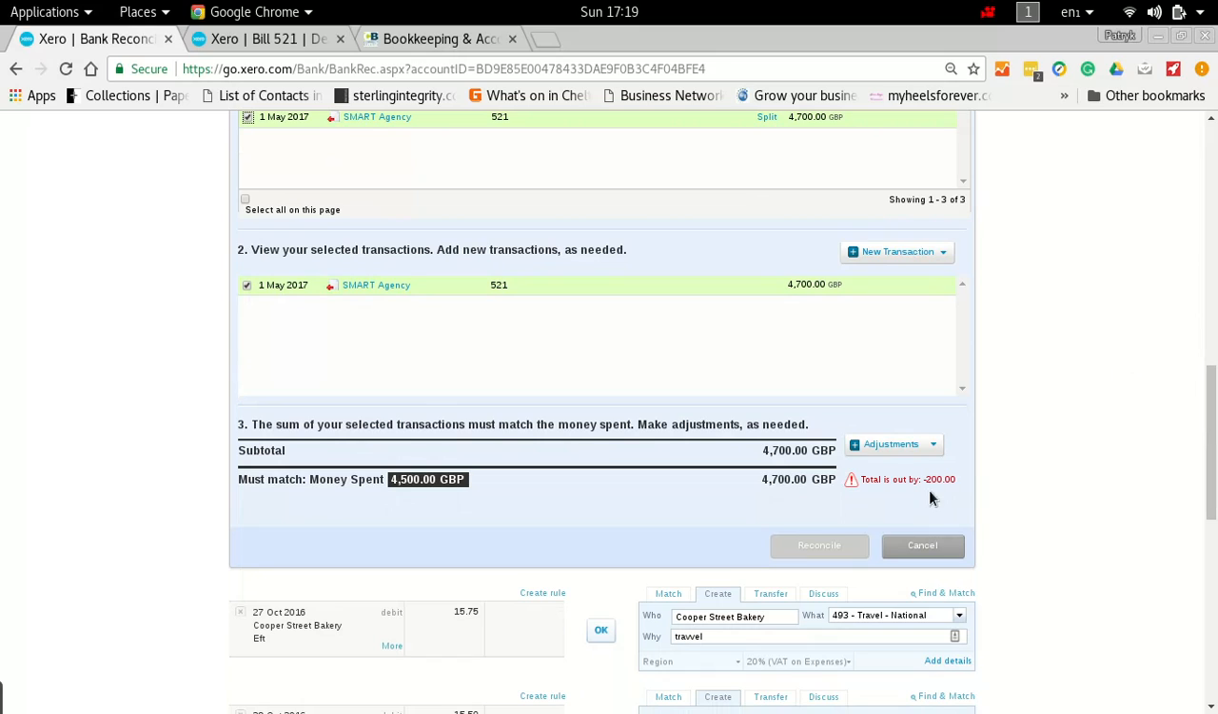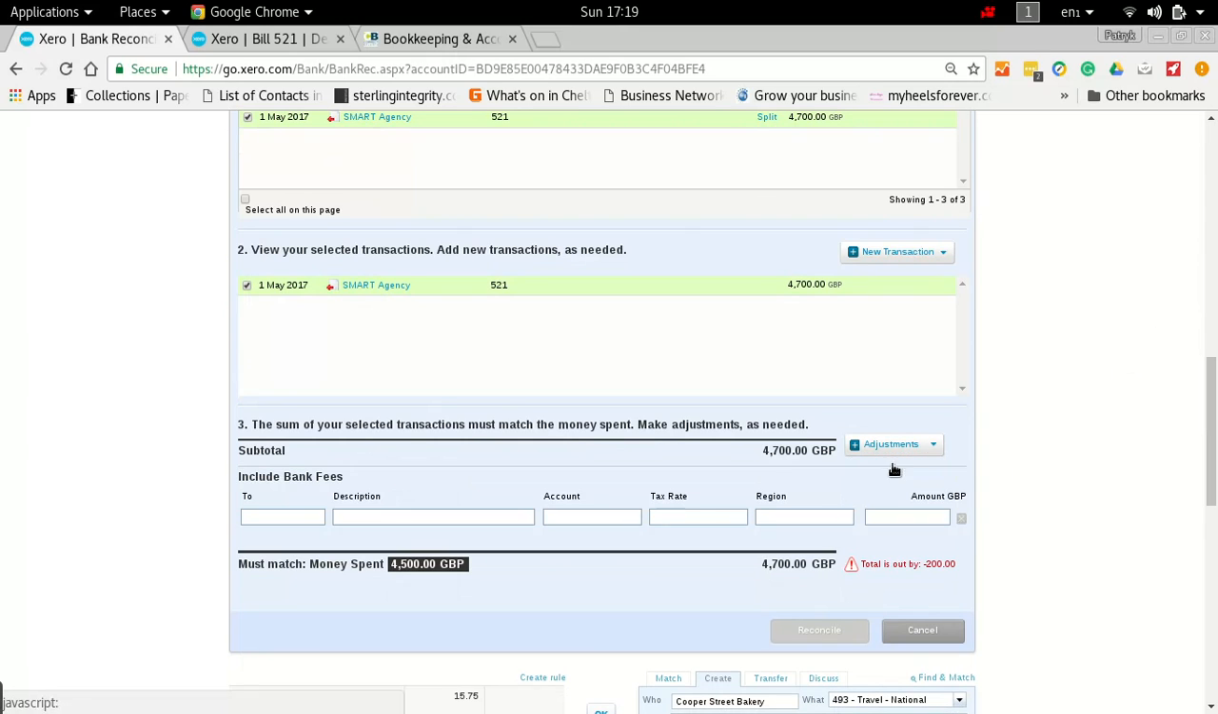Now there's the difference, 200 again. And once again in Xero, it's easy. It's the same as what we did in the other software, but on the other side. We're going to put that bank fee, and this time we're going to allocate it to deducted from subcontractor.